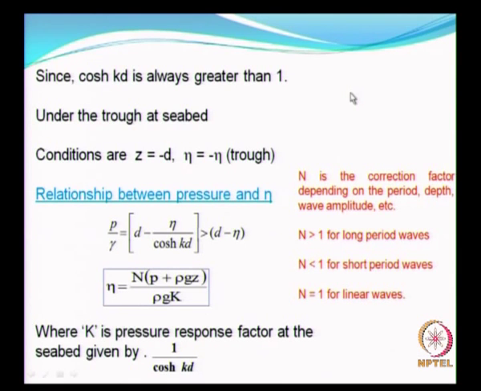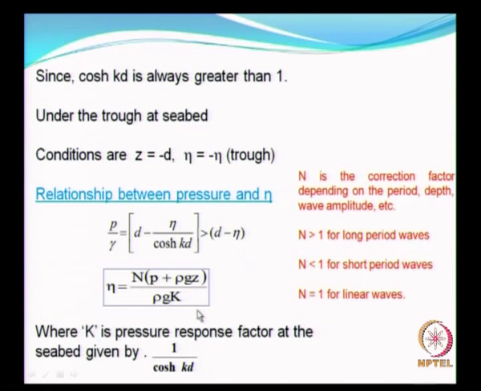So finally, you have an expression relating the variation of eta and the dynamic pressure. This is why I said that this is one of the main principles why it is used for the tsunami pre-warning system, or why the pressure sensor is used for measuring the wave climate within a given site. Here you see that K is just the pressure response factor at the seabed. Pressure and eta are related, and N is nothing but a correction factor. N takes a value slightly greater than 1 for long period waves. How big the value should be depends on how long the waves are, and similarly for short period waves N will be less than 1, and in the case of linear waves we use N equal to 1.